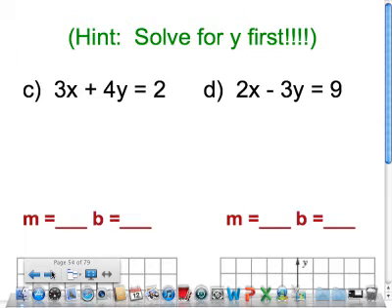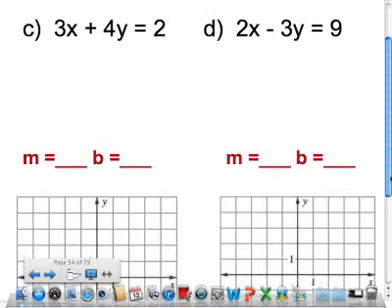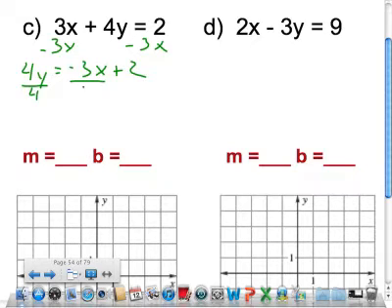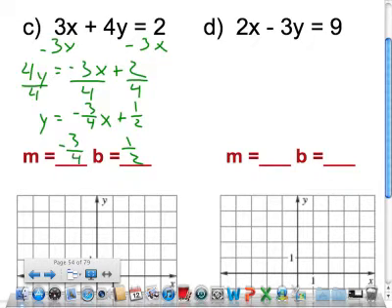Now on these last few parts, parts E and F. I don't know why it says C and D on my screen. What you're going to want to do is put it in slope-intercept form first. So this is why we talked about solving for a given variable. So you get 4y equals negative 3x plus 2. Divide both sides by 4. And so y equals negative 3 over 4x plus 1/2. So your y-intercept is 1/2, and your slope is negative 3 over 4.